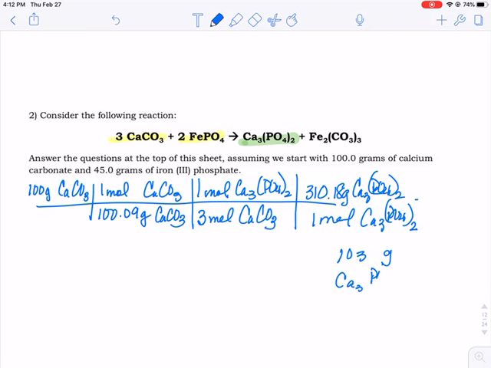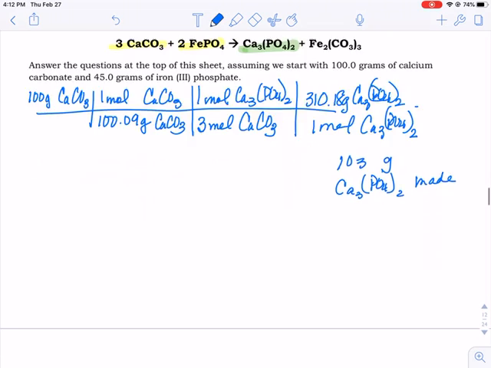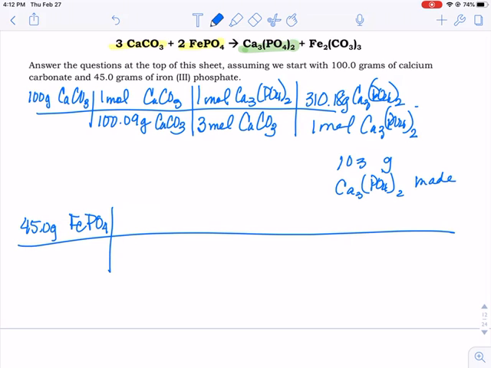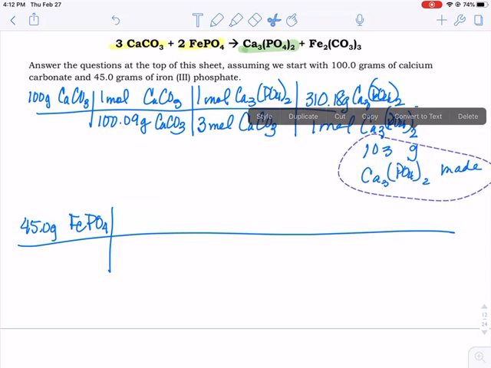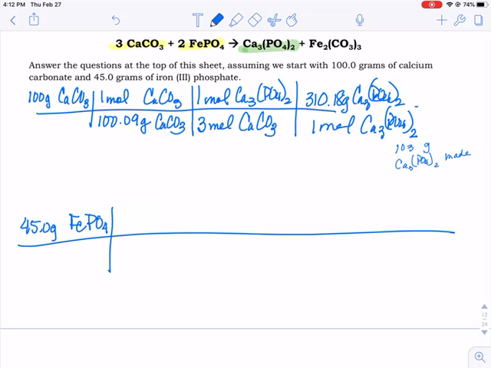Calcium phosphate made. Okay? Now we'll do the same thing using our 45 grams of iron 3-phosphate. Let me move that out of the way. Molar mass of iron 3-phosphate, 150.82 grams in 1 mole.